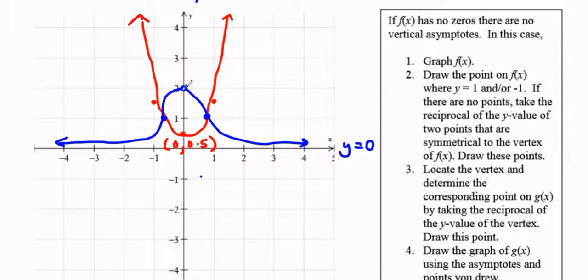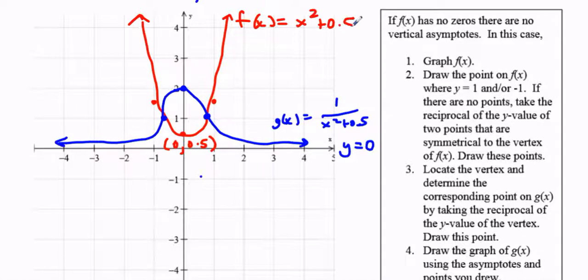All right. We're going to label 3 points on our new graph. We're going to draw in the equation. So I'm just going to write in g of x equals 1 over x squared plus 0.5, and f of x equals x squared plus 0.5. Okay, labeling some points here. I know that this was the point, 0, 2.